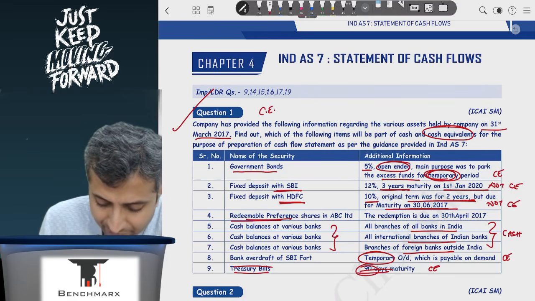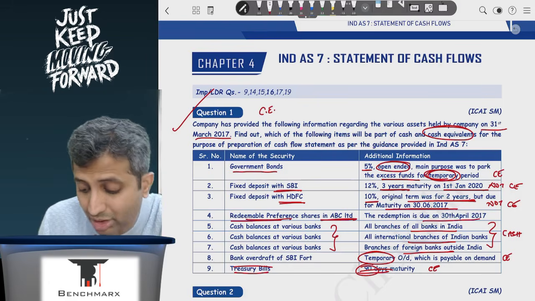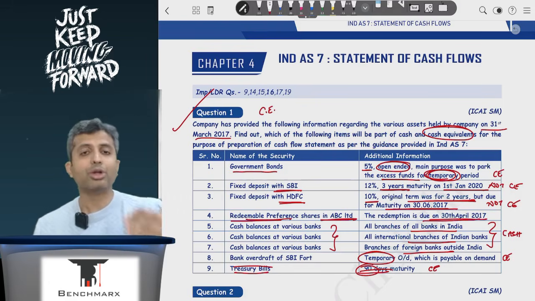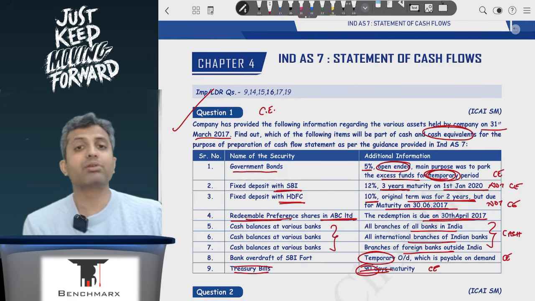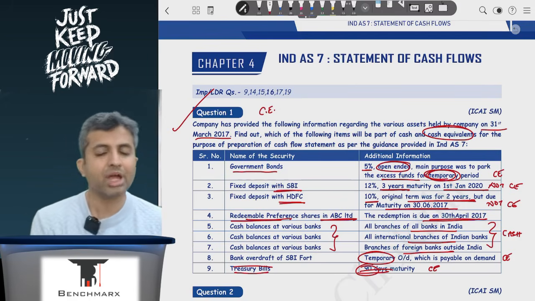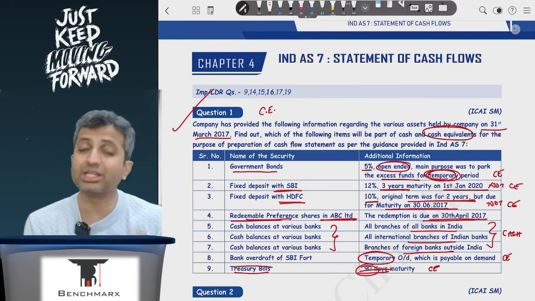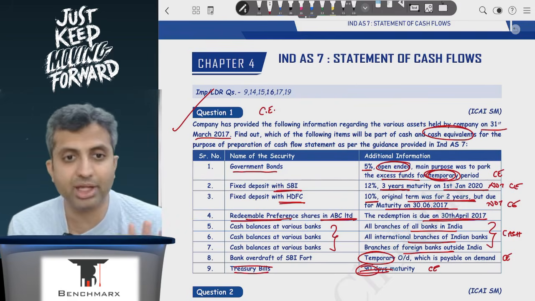Now, redeemable preference shares in ABC: they have said redemption is on 30th April 17, that is in 1 month, but you have not been told when they were purchased. If they were purchased after 1st of February 17, then their holding period is less than 3 months, in which case they can be taken as cash equivalents even if they are preference shares.